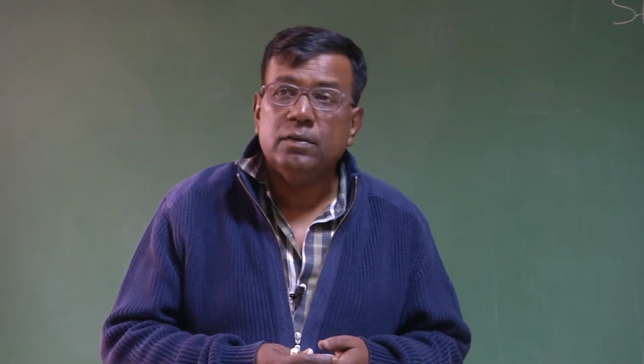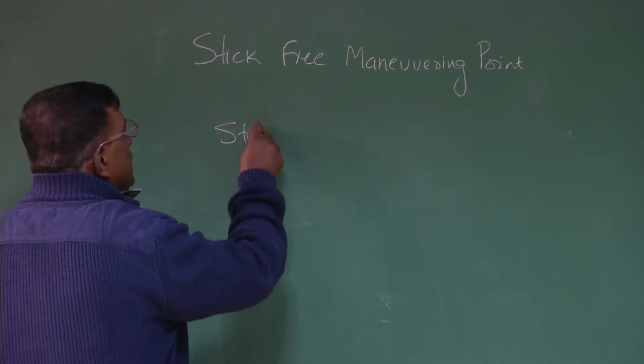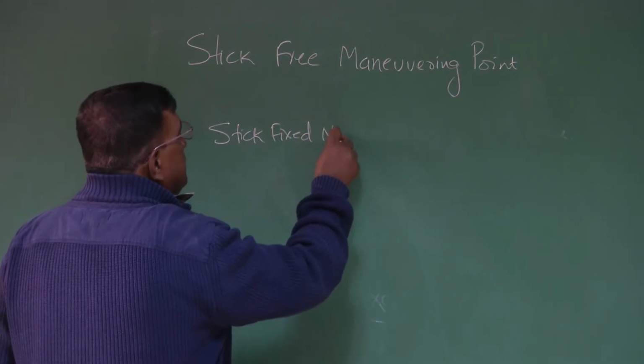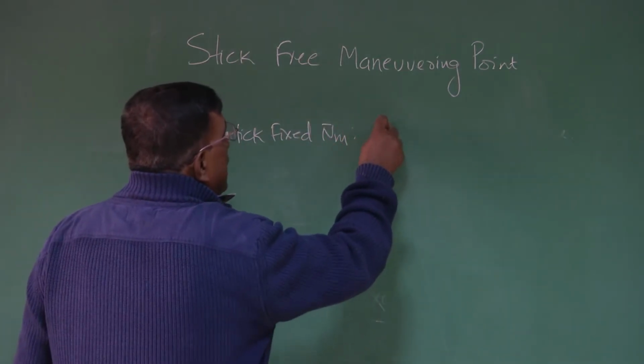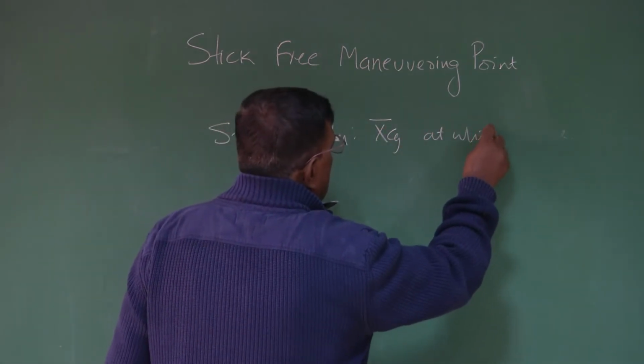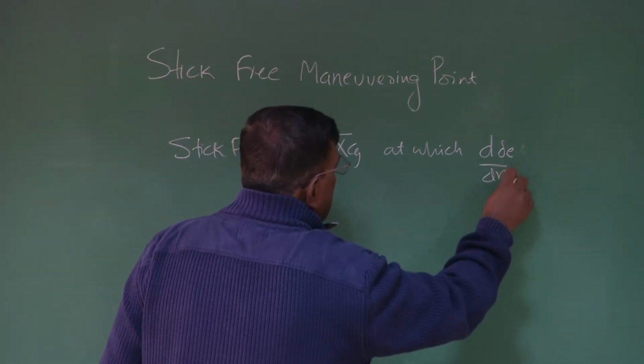What was the stick-fixed neutral point? What was the condition? For stick-fixed, which we did earlier, the stick-fixed maneuvering point, Nm bar, was defined as the XCG location at which d delta E by dn is equal to 0.